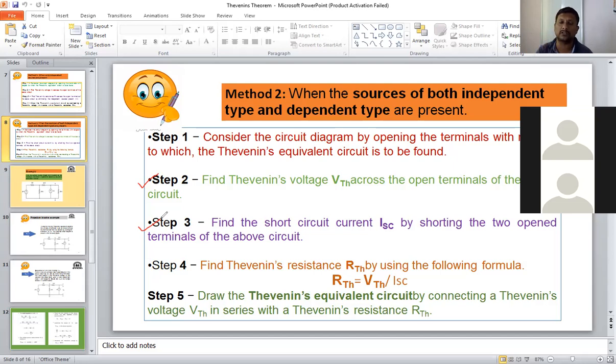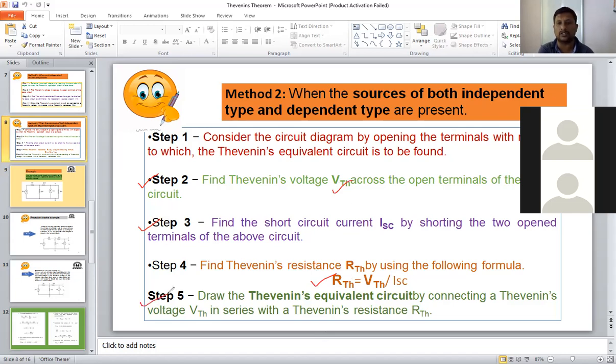You have to keep the dependent source as it is in the circuit while calculating ISC. You connect the two terminals by a short circuit, and calculate the current flowing through it. The name of that current is ISC; SC stands for short circuit. Once you get VTH and ISC, in step 4 it is a simple calculation according to Ohm's law: RTH equals VTH divided by ISC. You got VTH in step 2, and in step 4 you got RTH.